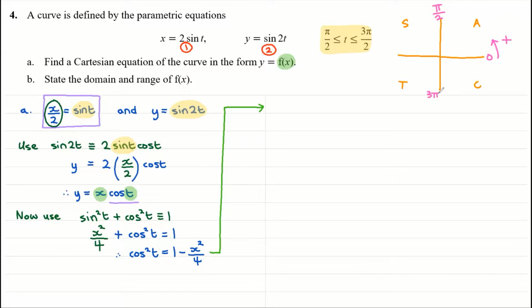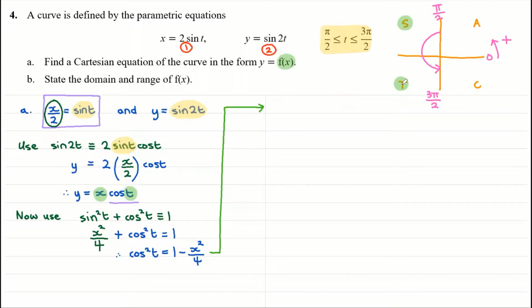would be here. So difference of pi between them. So that means that if we're going in this domain here, we're only allowed to have values between pi over 2 and 3 pi over 2. This is the S and T quadrants. Okay, so S quadrant and T quadrant. So we'll come back to that in a second.